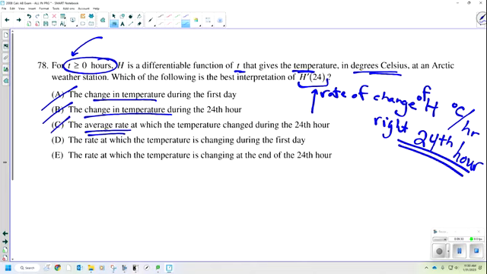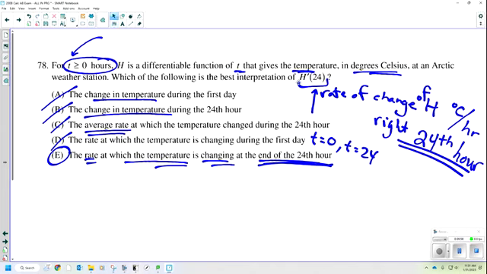All right, let's take a look at D and E. The rate at which the temperature is changing during the first day. Well, the first day would represent from time 0 to time 24, so it's not the first day. It is the rate at which the temperature is changing right at the end of the 24th hour, choice E.